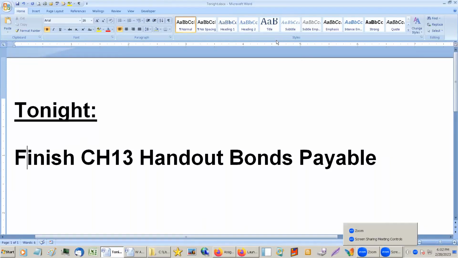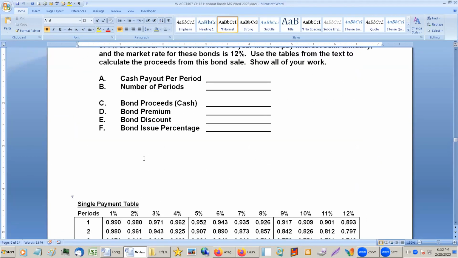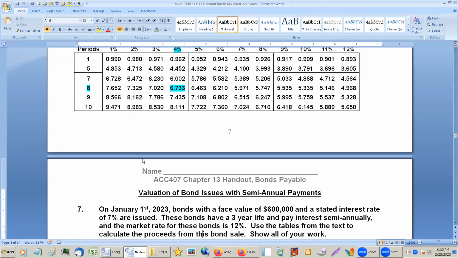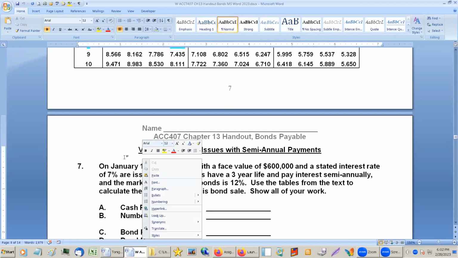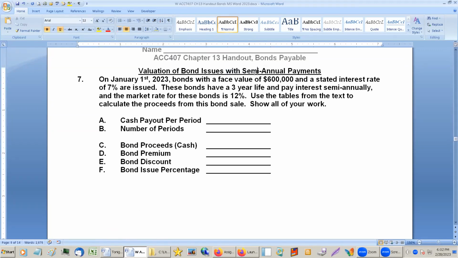All right. So I think we left off at number 7. And this is when there's semi-annual payments. Basically what you're going to do here is double the number of periods, but it has the market interest rate.